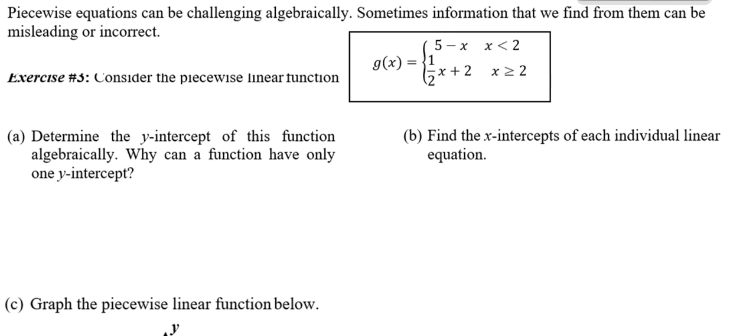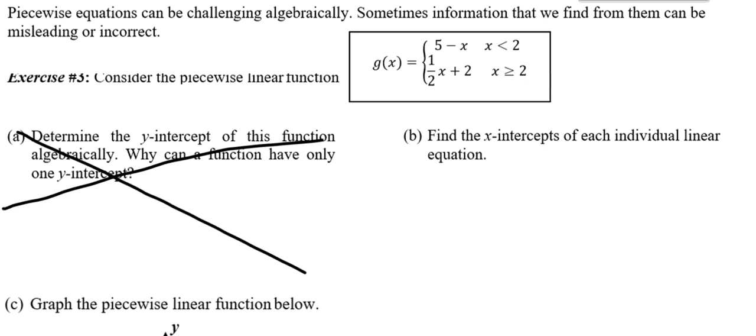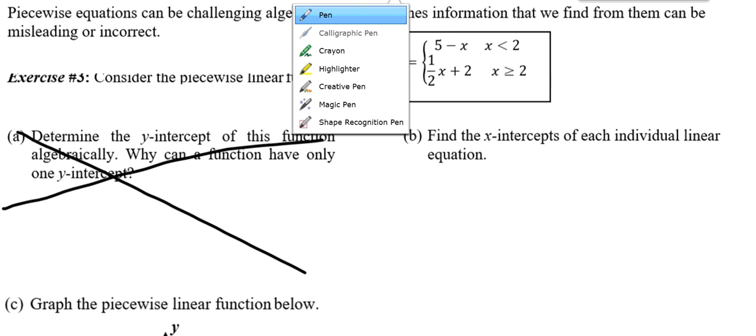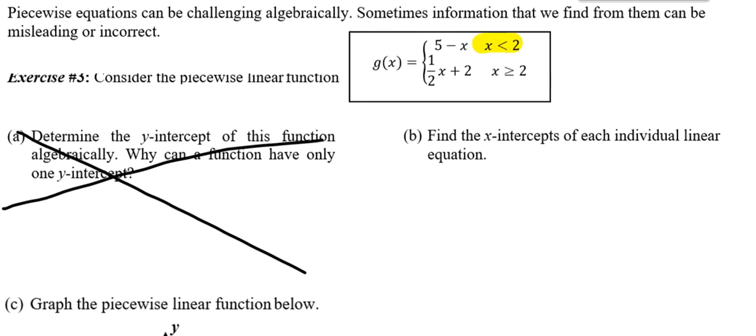We are going to skip over Part A, so we don't have to do A. However, we're going to do Part B. But before we do Part B, let's break down some information about this piecewise. So x is less than 2 simply means that at 2 there is an open circle. And for the second equation, it says x is greater than or equal to positive 2. We know that that's going to be a closed circle at positive 2.